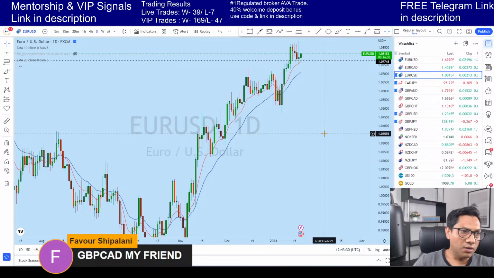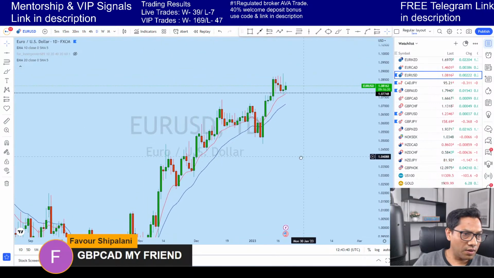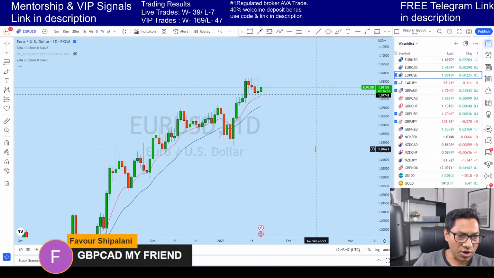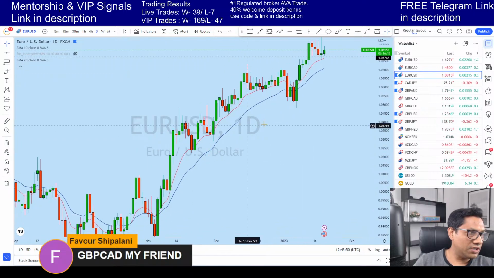Okay, the trend will go on until you see a complete reversal and change of trend. So always try to trade, no matter what, with the trend. Now you can see that EUR/USD, this is the daily chart.